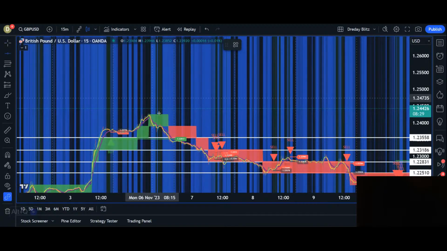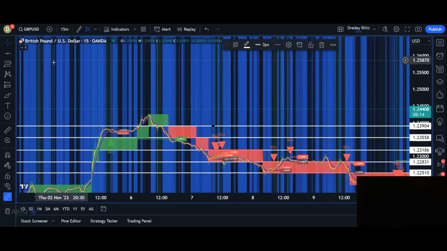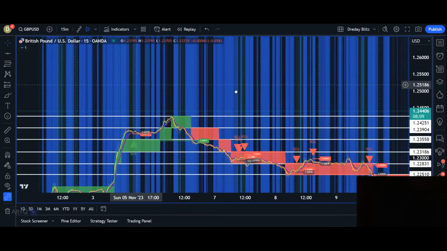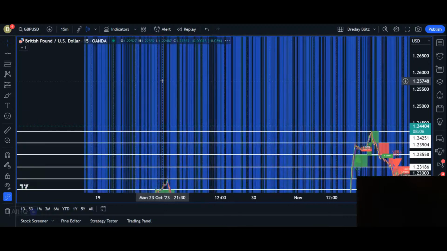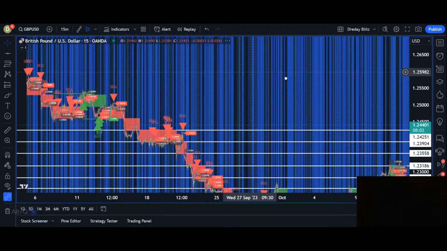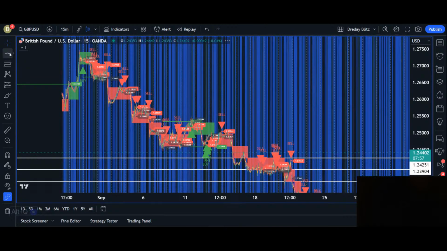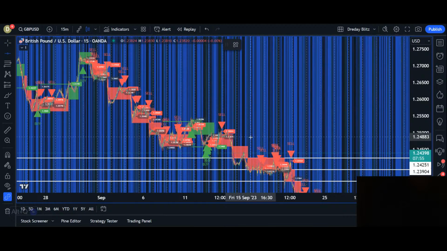Okay, so we're just gonna plot a few lines, and as you notice, the lines that I'm plotting here are exactly the zones of previous price discovery. Okay, so let's look at that. You see, you have previous zones right here. Let me plot a few.